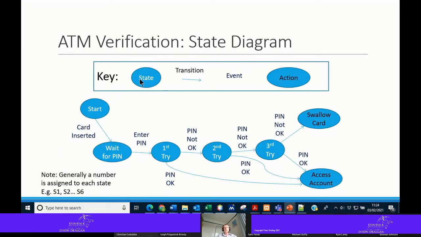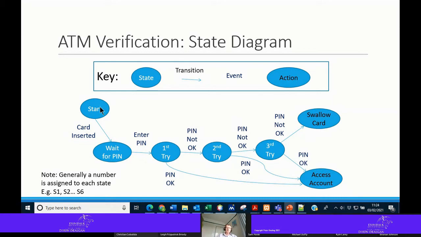So this is what we're looking at here. The circle is the state, the transition is the arrow, you have an event, which is text, and then you have an action. What's been shown here is the action has been shown with different colored text. So we've got 1, 2, 3, 4, 5, 6, 7 states.